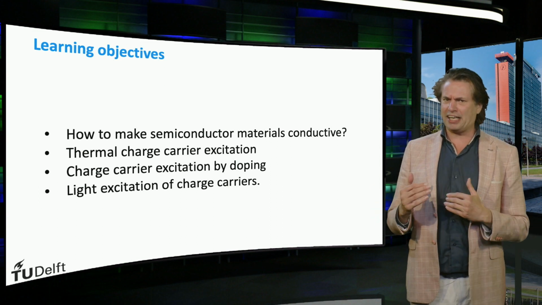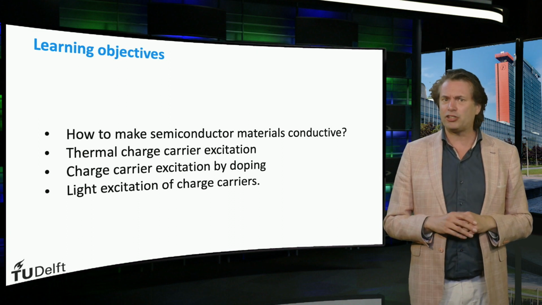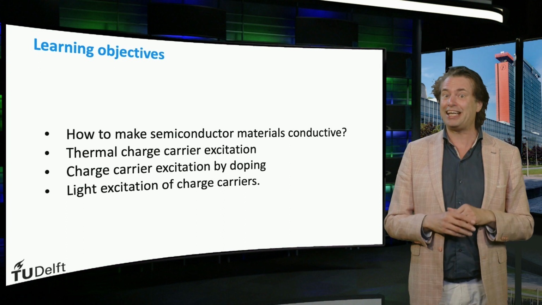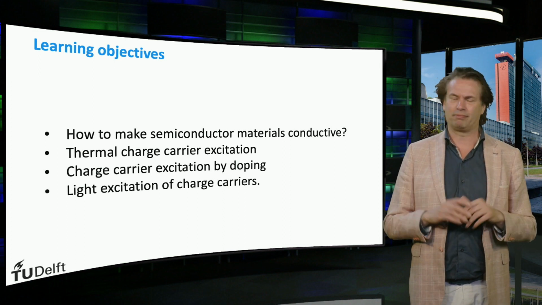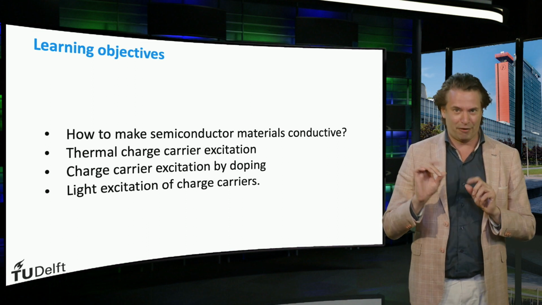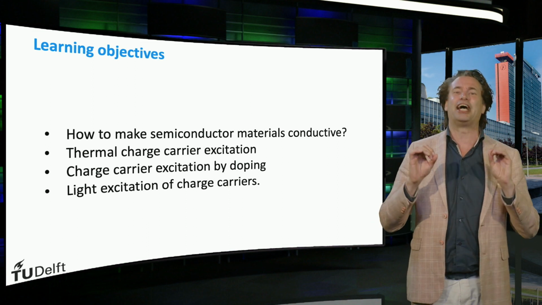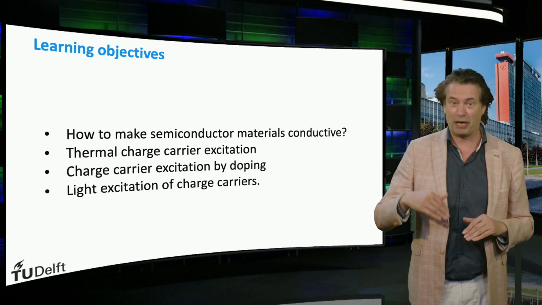First, we excite charge carriers using thermal energy. Another option is to get help from impurities in the semiconductor material. This is what we call doping. And the third option to be discussed, and very important to solar cells, is to use the energy in the light to excite electrons from the valence band to the conduction band.